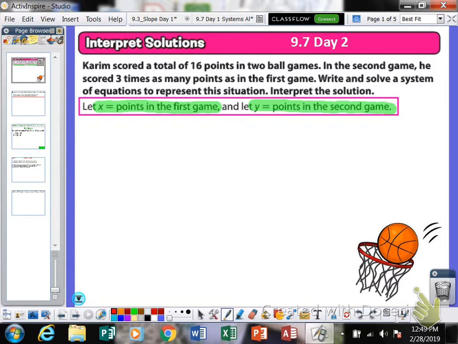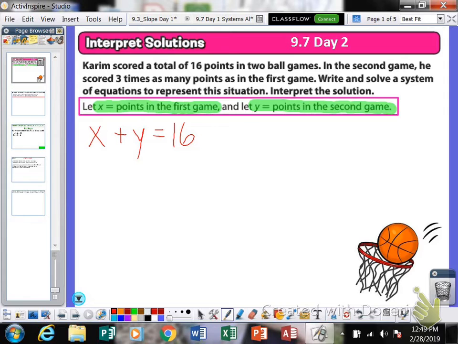We know he scored a total of 16 points in 2 games. Okay, and if you look above again, we know that x is the number of points in the first game and y is the number of points in the second game, but we don't know what those points are. We just know he scored a total of 16 points. So my first equation can be x plus y. So the points scored in the first game plus the points scored in the second game equals, we know, 16 total. Okay, so that would be my first equation in this system.